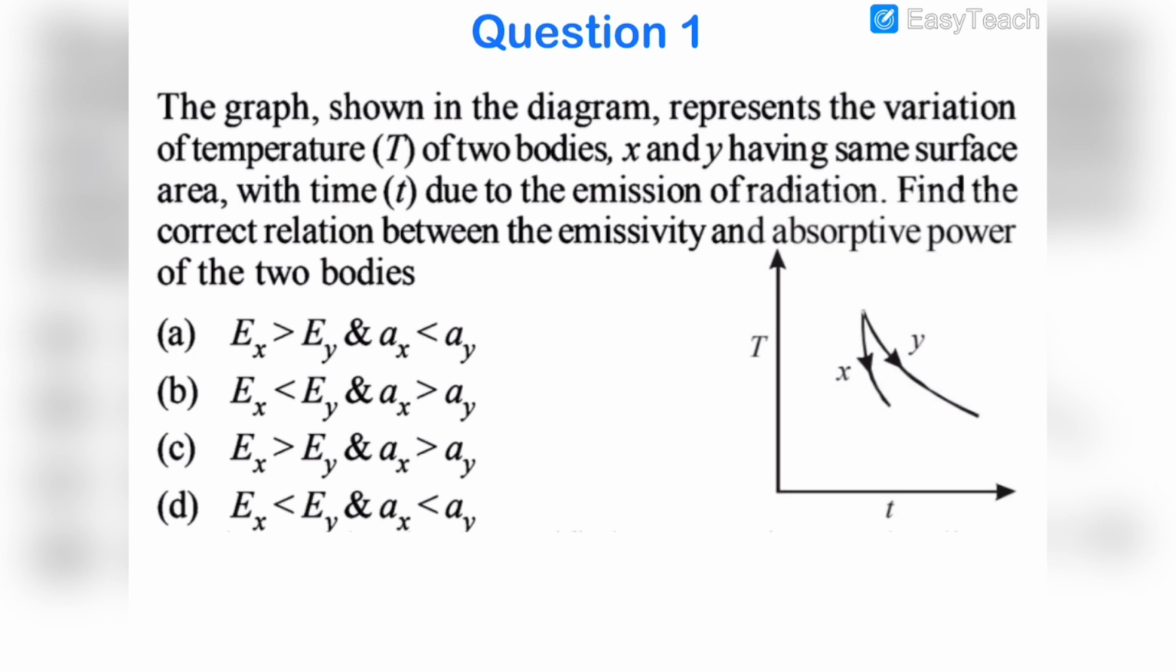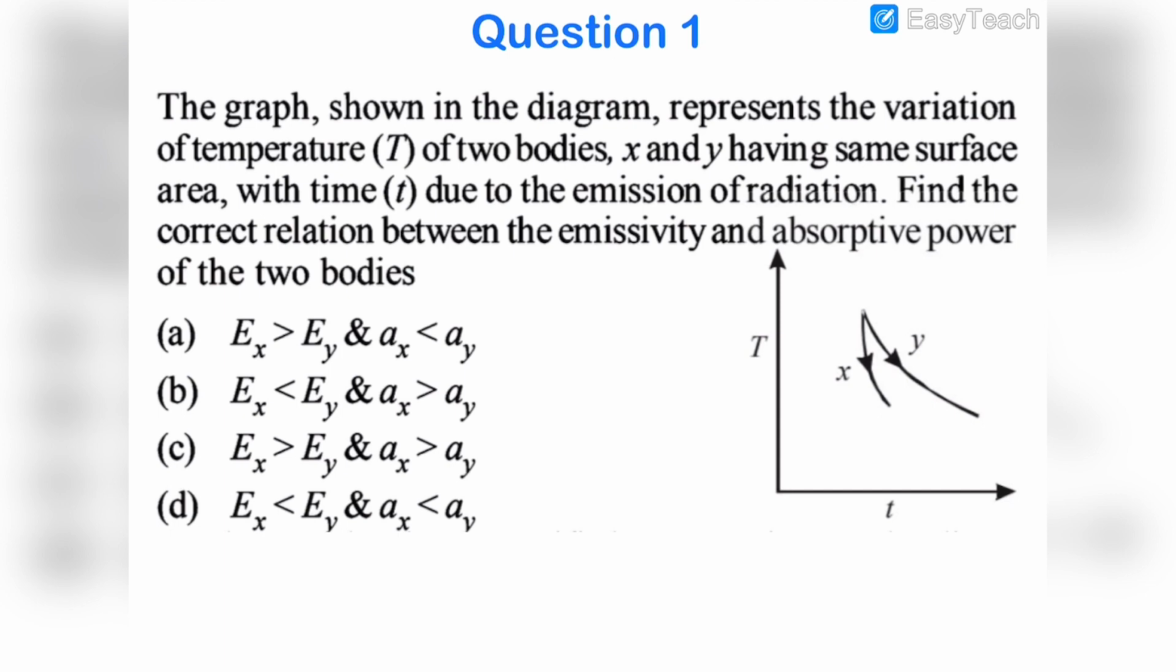So we know that obviously the rate of change of temperature with time is greater for X and less for Y, because the graph of X is decaying very steeply. So we can say that the power which is being lost by the two bodies is greater for X and less for Y. So we can say obviously that the emissivity of X would be greater than the emissivity of Y, and the other thing is about absorptivity.